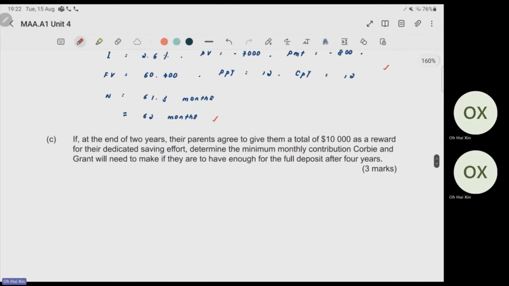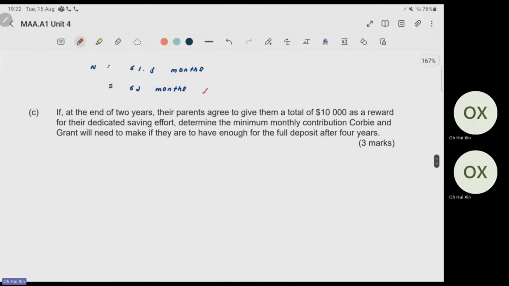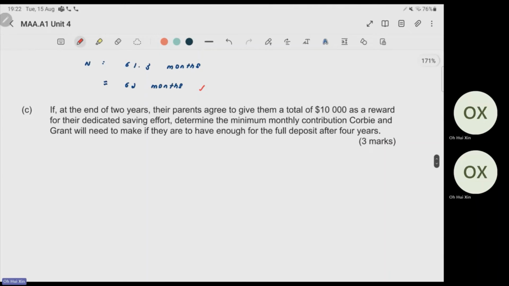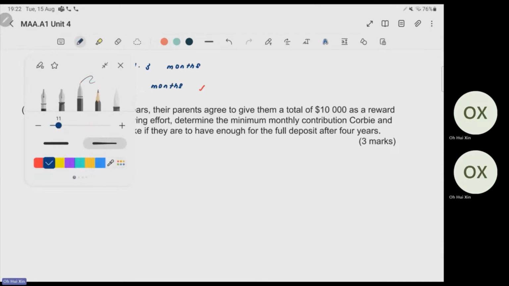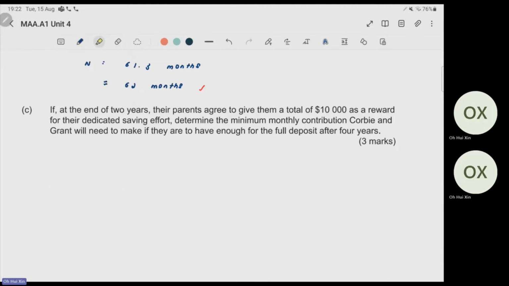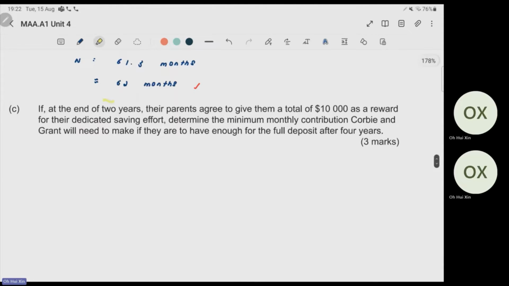Okay, question C. If at the end of the 2 years, their parents agree to give them a total of 10,000 as a reward for their dedicated saving effort, determine the minimum monthly contribution that they need to make if they want to have enough for the full deposit after 4 years. So for this question, 2 things that we need to look at. The first one is that at the end of the 2 years, the parents give them an extra 10,000 as a reward.